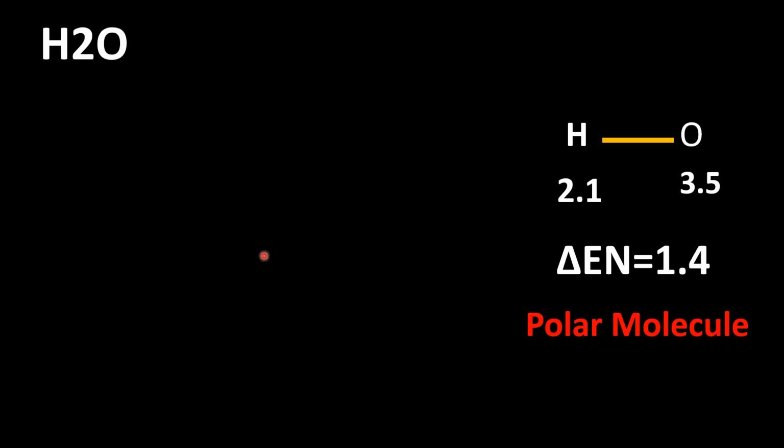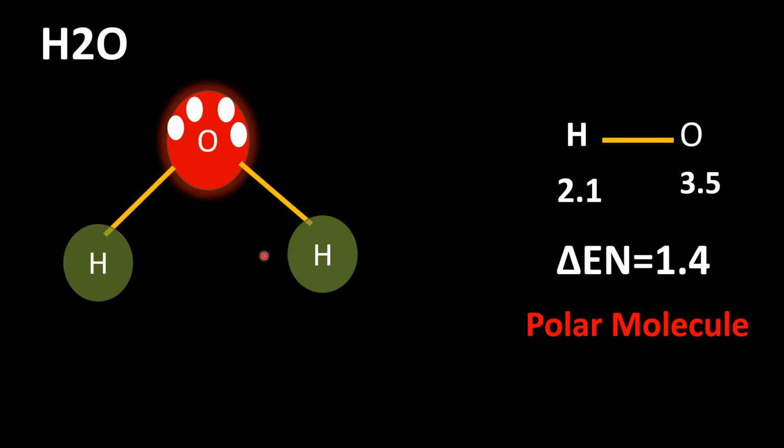Now look at the geometry of the water molecule. Here you can see that the geometry is bent because the oxygen has 2 lone pairs of electrons. The oxygen side is partially negative because its electronegativity value is 3.5, which is more than hydrogen. So the electron cloud will be more towards the oxygen side.